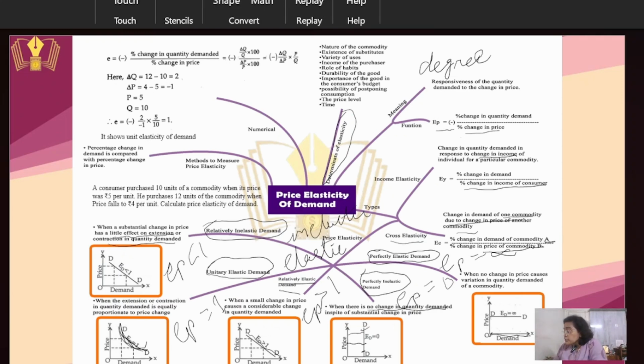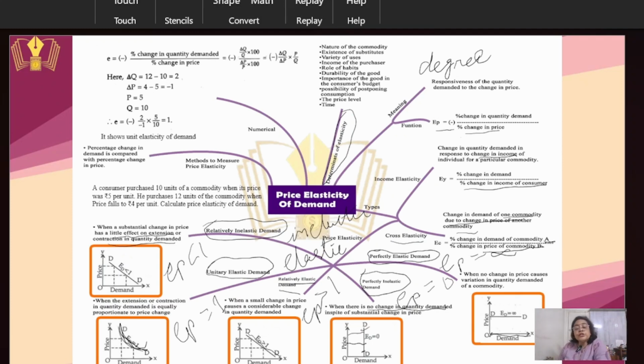Now we come to the point, income of the purchaser. If the purchaser is rich, a small change in the price is hardly going to bother him. So the demand of this consumer for the various commodities will be relatively inelastic. But a poor consumer will attach importance even to a small change in prices, so his demand will be elastic.